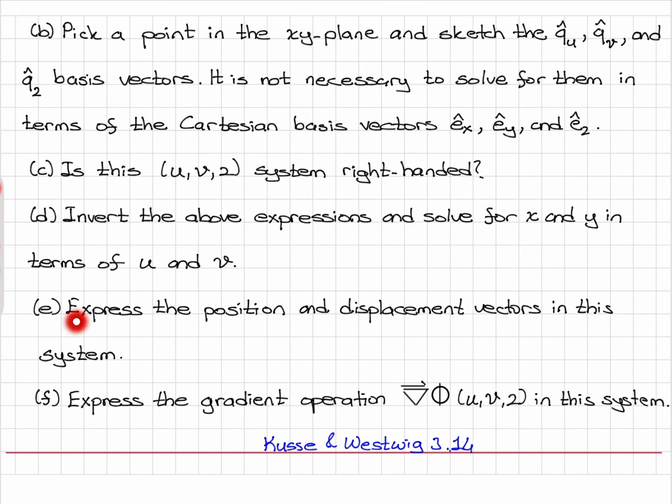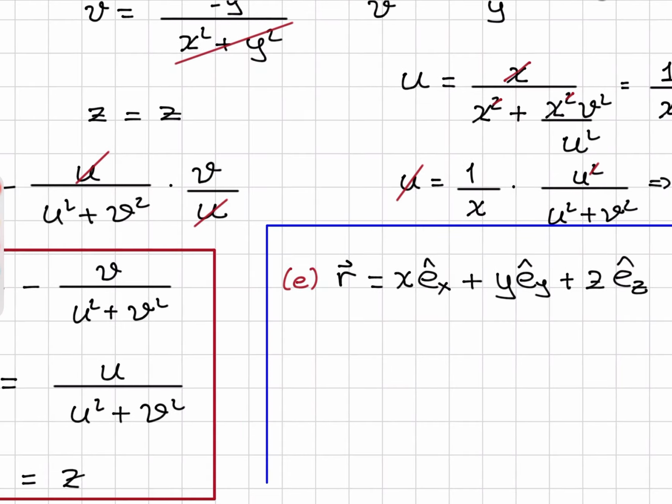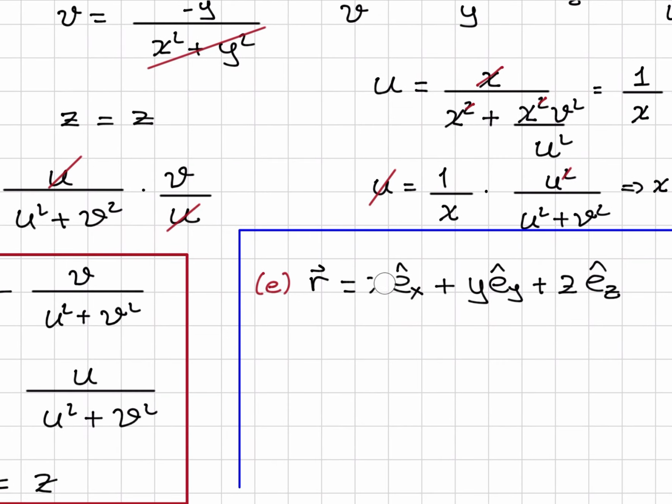Now part E: express the position and displacement vectors in this system. The position vector r is normally given as x ex hat using Cartesian coordinates plus y ey hat plus z ez hat. But instead, I'm going to substitute for x what I have here, and for y minus v over u squared plus v squared, and z is equal to z. So let's do that.